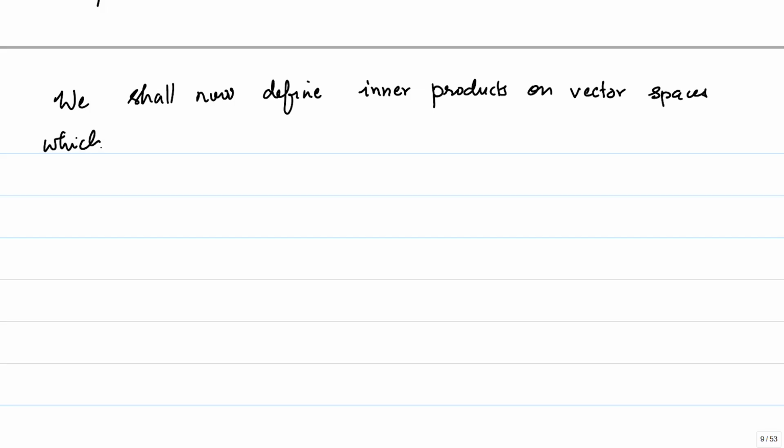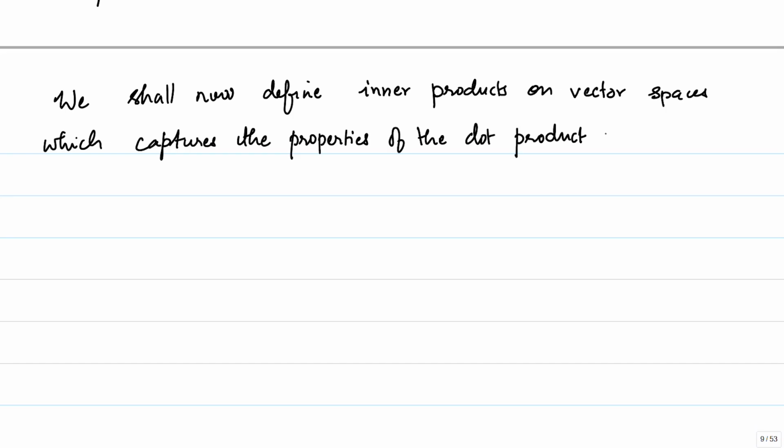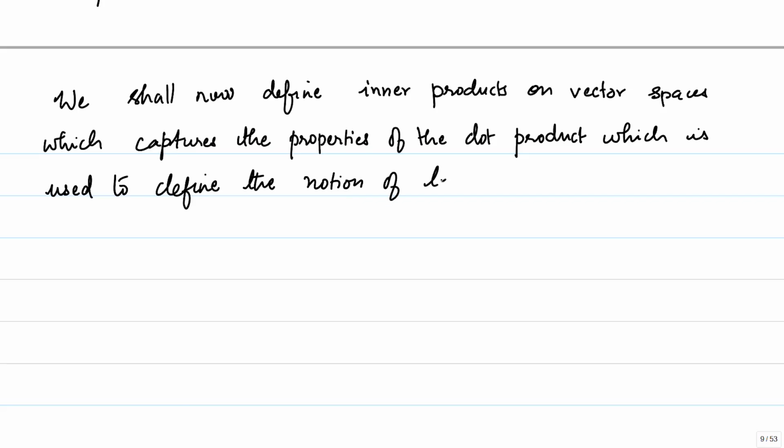which captures the properties of the dot product which is used to define the notion of, in fact, both length and angle. So we are going to define inner product on vector spaces.